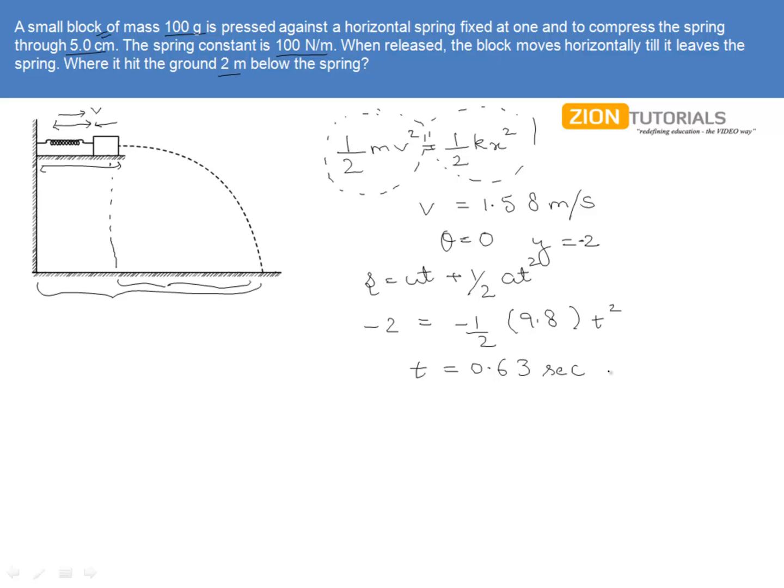So this is the time of flight actually, that is, the time when this will be in the air. So the horizontal distance that it will cover will be u cos theta into t. Putting the values over here, that is 1.58 into 0.63, is going to give us approximately 1 meter.